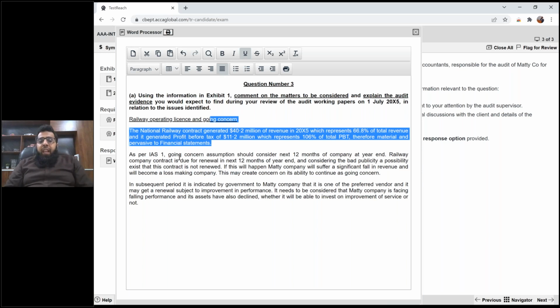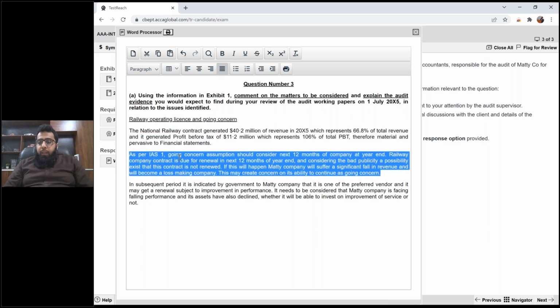Then we commented that as per IAS 1, we should think about going concern because this contract is very significant and it is due for renewal also. Then he commented that yes, the government has said that we are one of the preferred vendors. The issue is a bit resolved, but it is conditional that we improve the performance. The problem is that we have a falling position. How can we improve the performance?